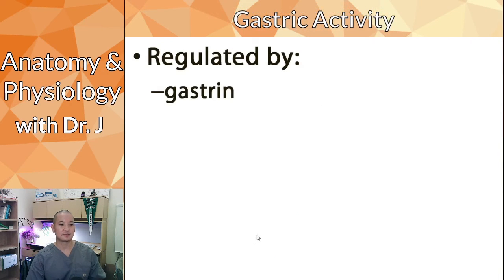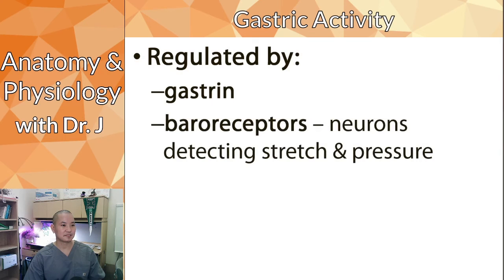So gastric activity is regulated by gastrin. Again, it's going to increase physical and chemical digestion. And then baroreceptors also detect stretch and pressure. Again, baro is a prefix, or root word, referring to pressure. So the more you fill up your stomach, the more your stomach is going to think, okay, I have a lot of food, so I have to do more activity to digest that food. More stretch, more pressure, and this is what we call distension. The more stretch you have in there, the stomach thinks it has more to digest.